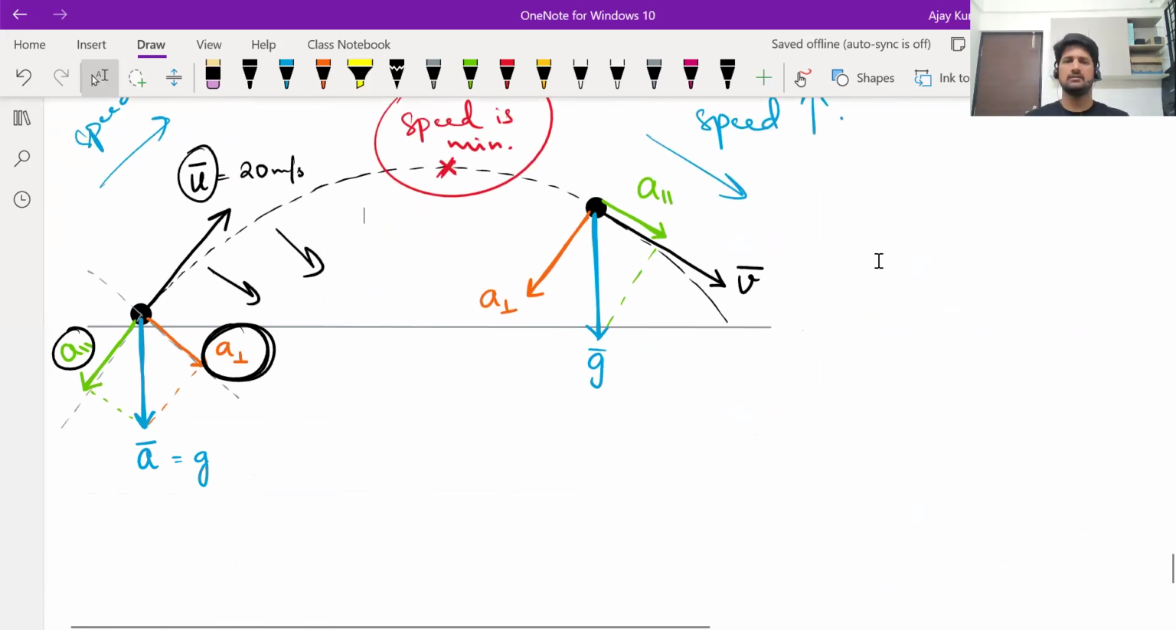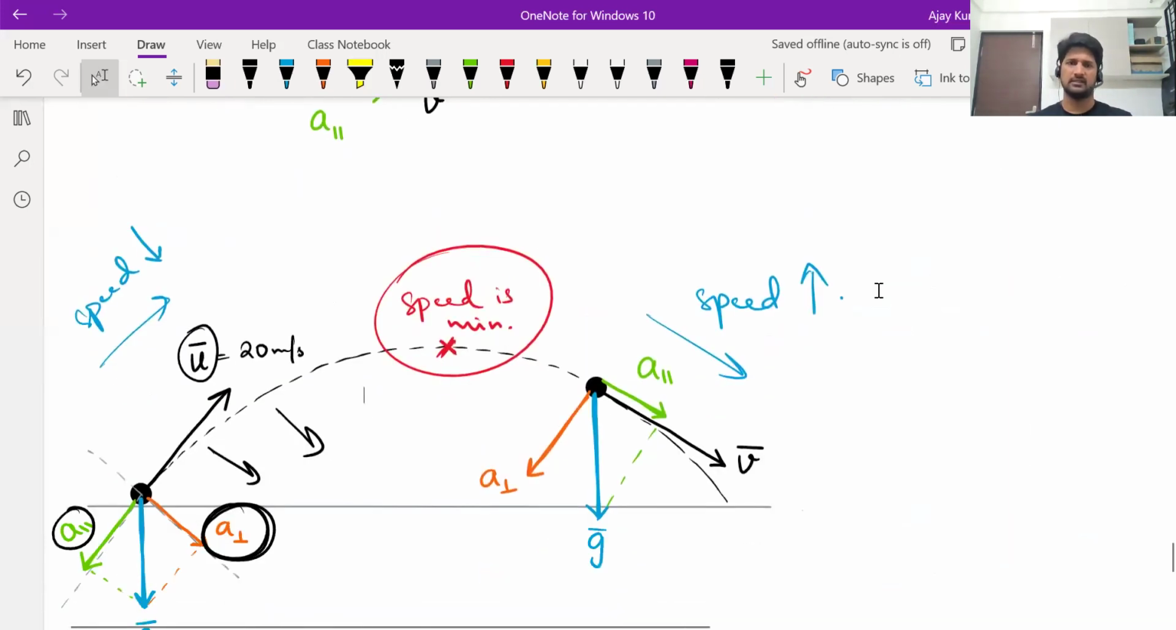So we'll apply all this in a real life situation, projectile motion in 2 dimensions. That is what will be the topic for the next class.